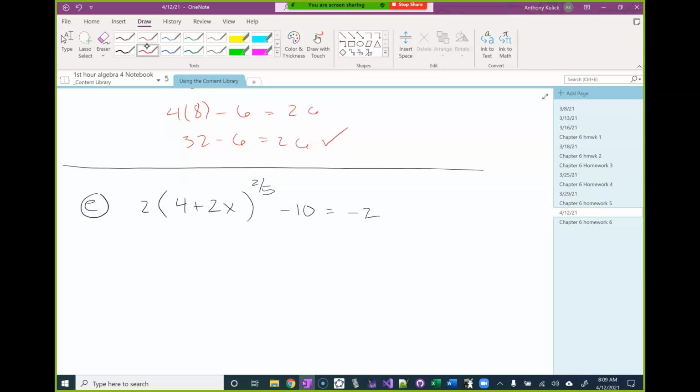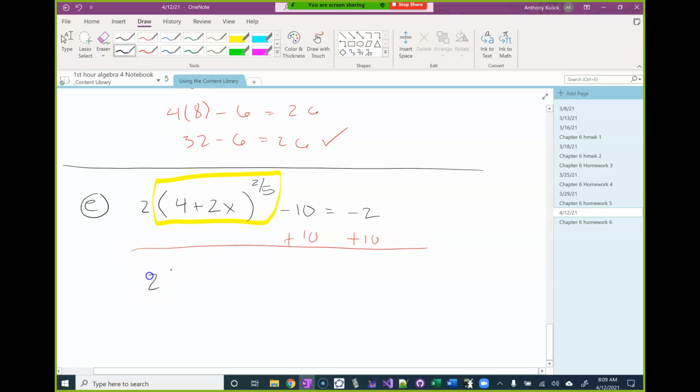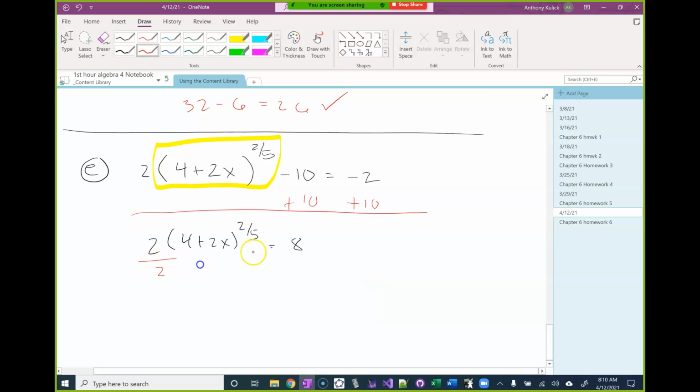Okay. So, same idea, right? We're going to start by isolating the radical piece. In this case, that's the part with the fractional exponent around it. So again, we're getting that piece there by itself. So I'll start the same way. We'll add 10 to both sides. And we'll divide both sides by 2.